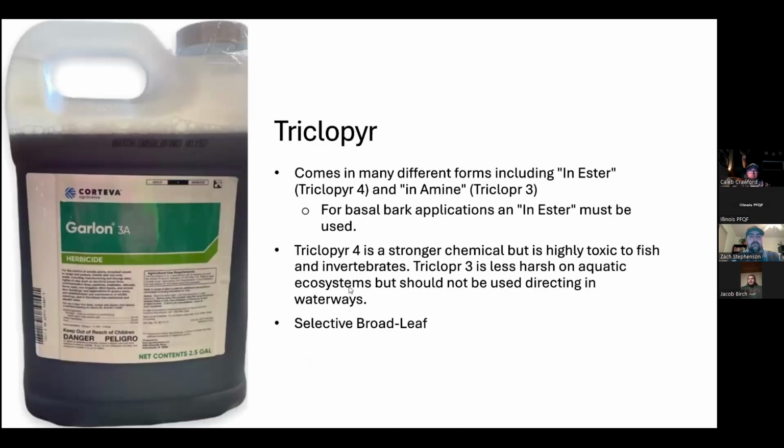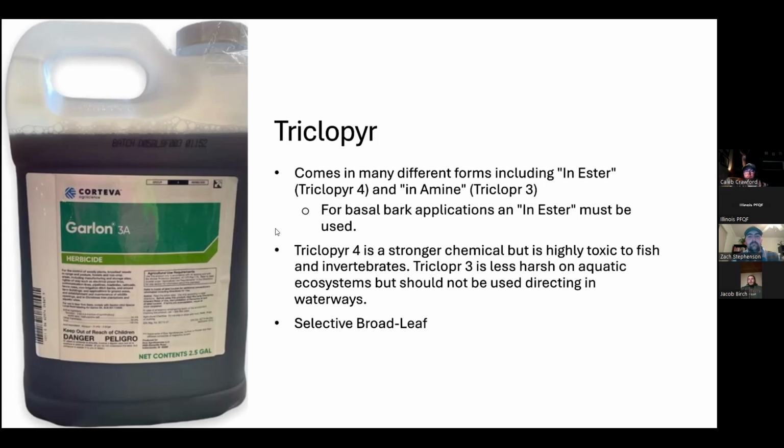And then the second chemical ingredient that is very common is triclopyr. This comes in two different forms. That is triclopyr 4, which is an ester form, and triclopyr 3, which is an amine form. If you do a basal bark application, it has to be an ester. Triclopyr 4 is significantly stronger than triclopyr 3, but is extremely toxic to fish and invertebrates, so be careful if you're in an aquatic environment where there's a lot of water around. And with triclopyr 3, it's usually less harsh on aquatic systems, but still be careful of where you're using it.